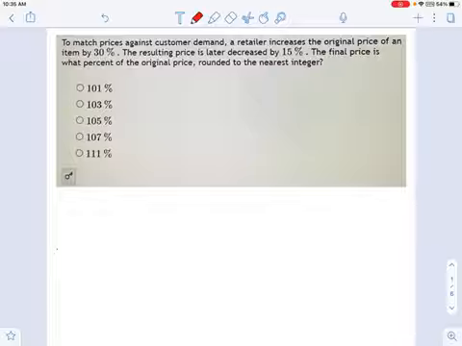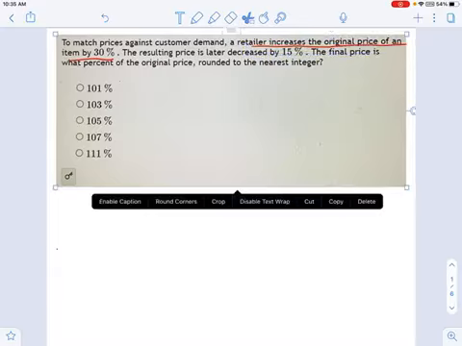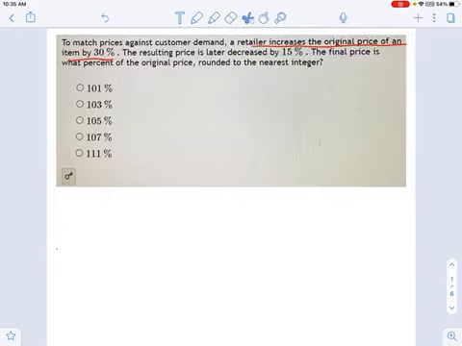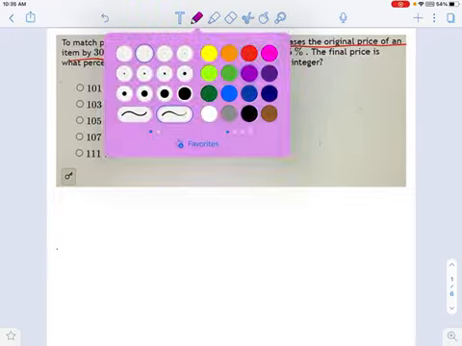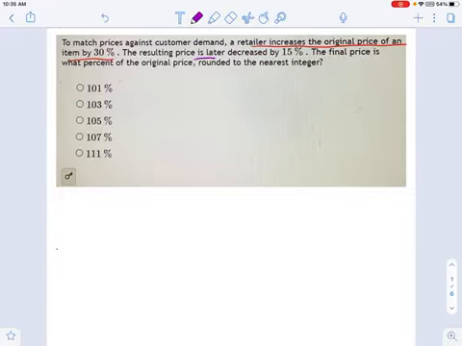So what I want to do in this problem is look at some product, right? And the retailer increased the original price of that product by 30%. Who knows why? Maybe it's inflation, maybe it's just that it's a particular season where that product is more popular. So they increased the price of that product by 30%. And then later, maybe it's the end of the season, maybe they're just trying to unload, they decrease the price by 15%. So what is the final price as a percentage of the original price?